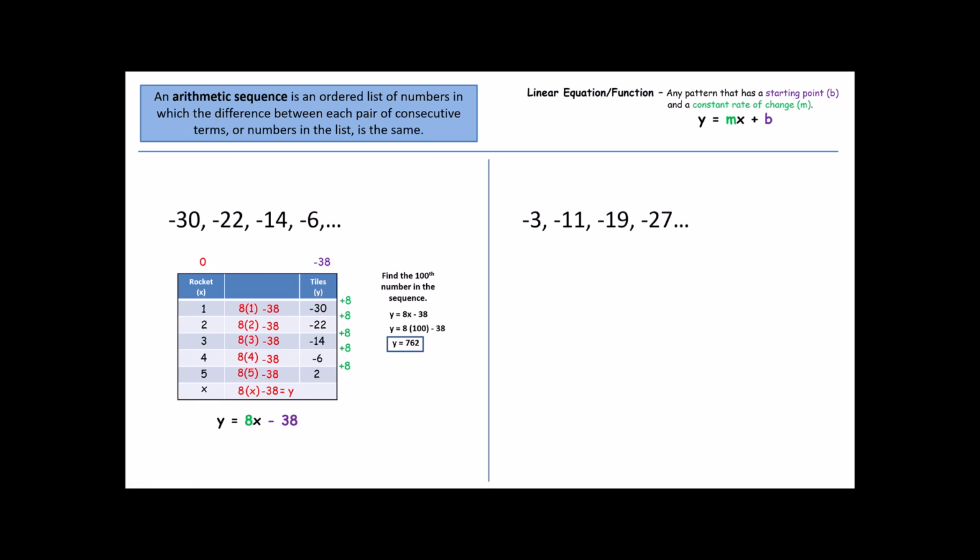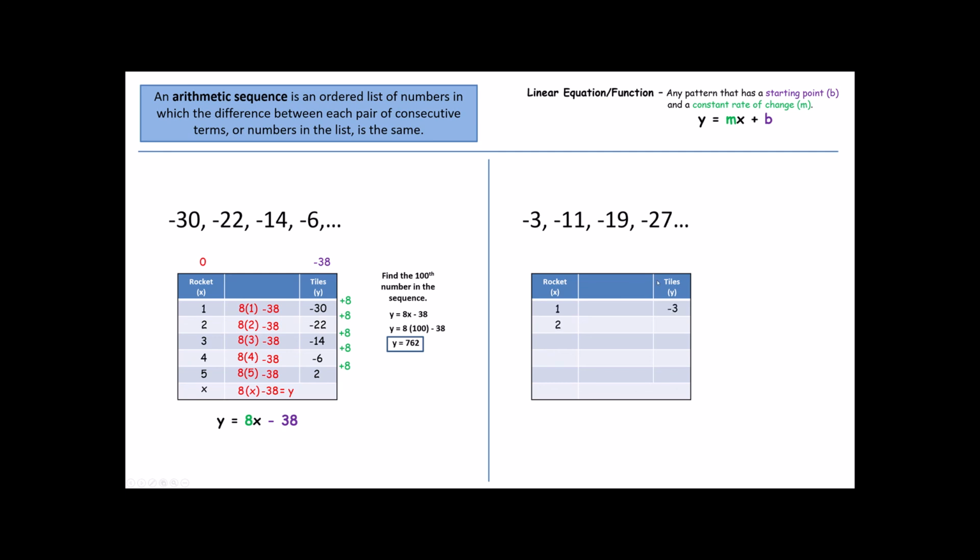One more. This will be the last one, I believe, that we look at today. Again, pause the video, try it on your own. See if you can do it without the table. Then use the table to check yourself. I'm going to do it the long way. Again, it says rockets and tiles. This should be position and value.